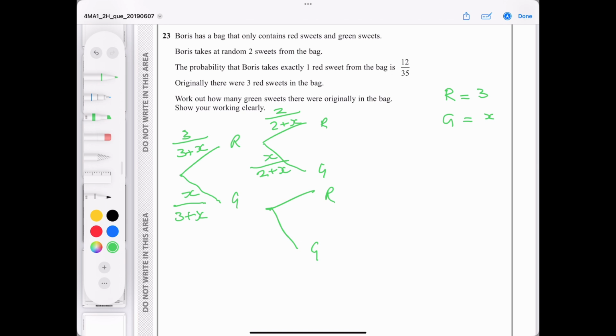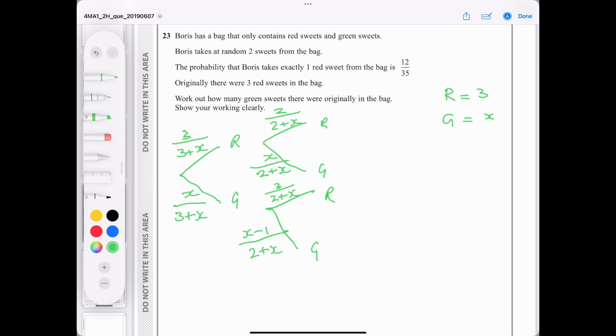Okay. Now, once we've taken a green sweet, we still have 3 red sweets, so we would say 3 over 2 plus X, because 1's gone down. And this is the slightly complicated one. Once we've taken a green sweet, on the top we'll have X minus 1, because we're getting rid of 1. And then on the bottom we'd have 2 plus X.